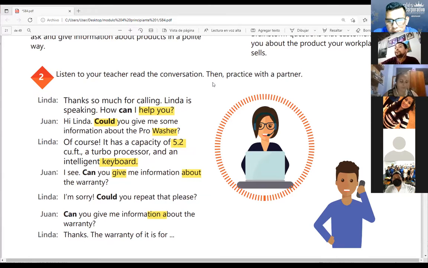Okay. También tenemos could. Could you give me some information? Could. No, no es clue, es could. Could you give me some information?